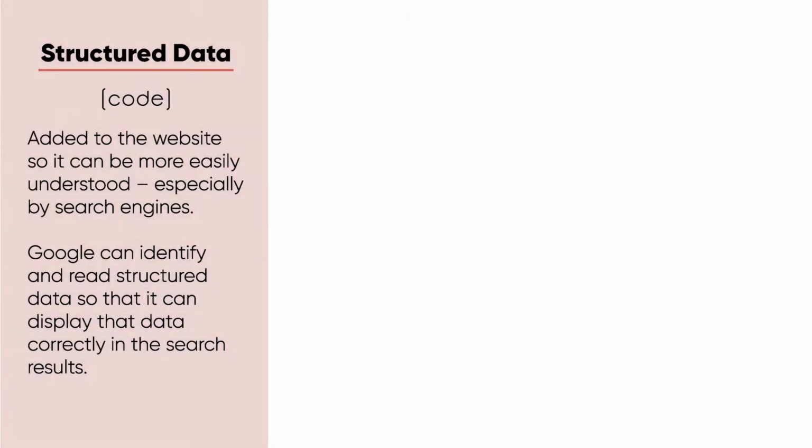Structured data, schema, rich snippets, featured snippets, what do they all mean? These words are often used interchangeably, so let's get the record straight. Structured data is a markup, essentially code, that is added to a website so you can be more easily understood by search engines. Google can identify and read structured data so it can display the data correctly in the search results, usually in rich snippets.